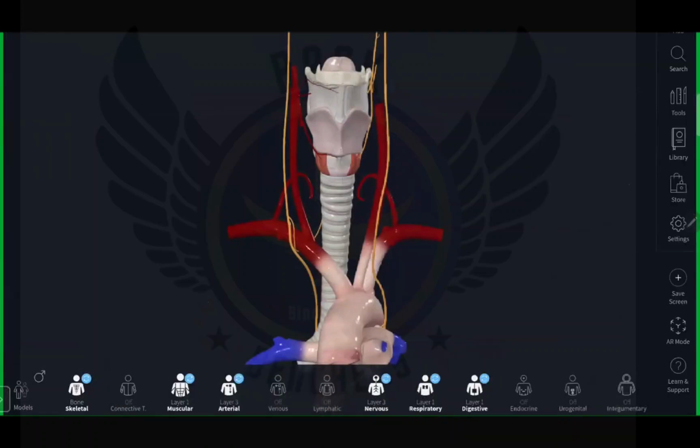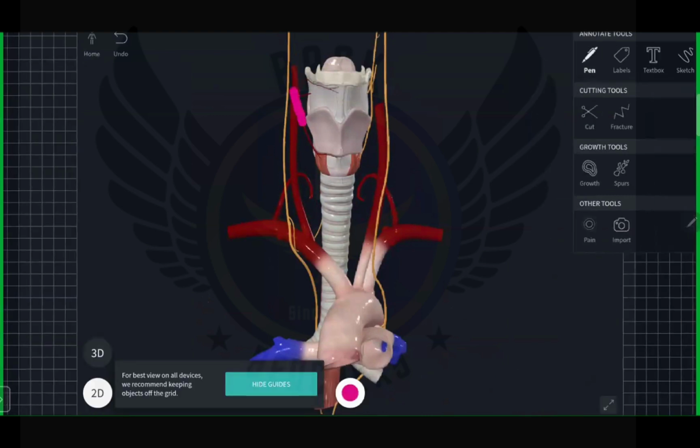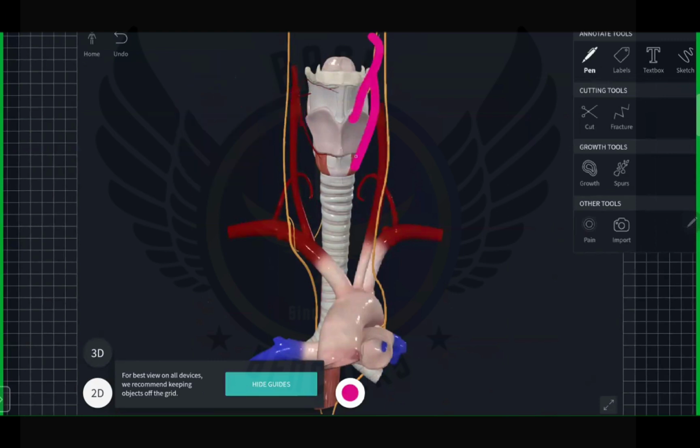Guys, let's talk about superior thyroid artery ligation and related injuries. This is your superior thyroid artery, STA, and near it we have the superior laryngeal nerve on both sides. These two are very, very close. Superior thyroid artery, on this side you will find it here, and here is your superior laryngeal nerve.